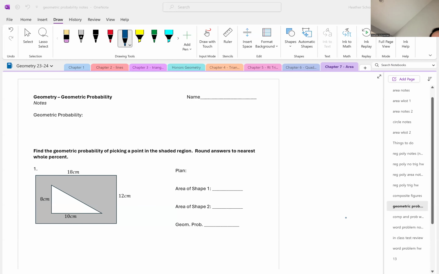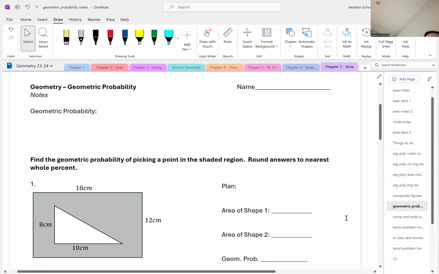Okay, here's the second lesson, and this one is over geometric probability. Geometric probability is saying if I randomly pick a point in this figure, what's the chance it's going to be in the shaded area? What percent chance? Or another way of looking at it is what percent of the picture is shaded.